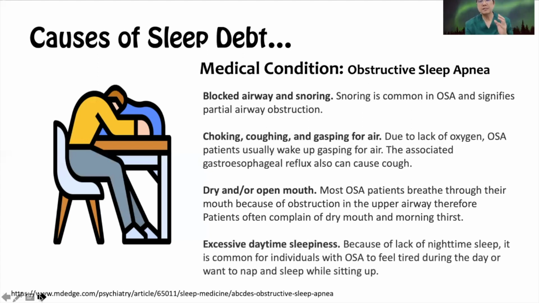What's important is this patient will have dry mouth because they breathe through the mouth because of the obstruction, so they complain of dry mouth and morning thirst. And because they were not able to sleep properly at night, which they thought they did, there's what we call excessive daytime sleepiness. What does it mean? When they go to work, they go to meetings, you can see them nodding or sleeping while listening to a meeting. So most likely they were not able to have a good night's sleep due to obstructive sleep apnea.